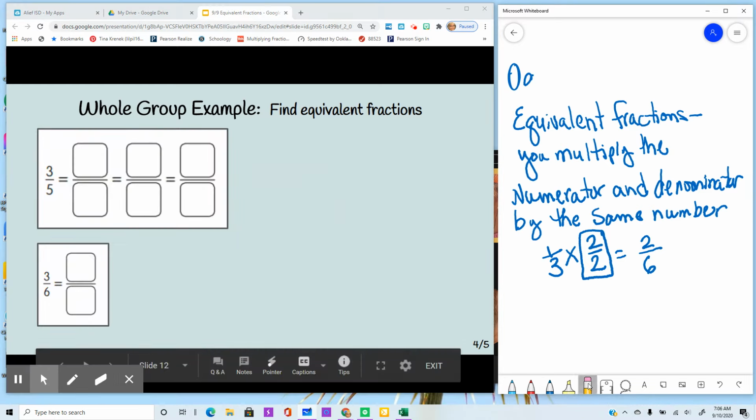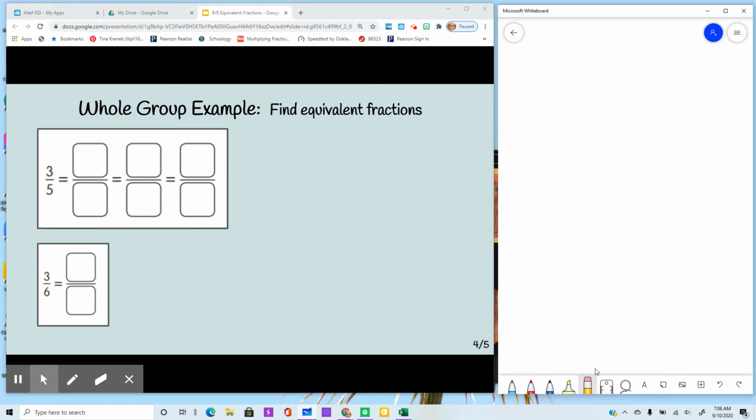Okay, so let's look at these examples here. And I'm going to show you another way that we can make equivalent fractions that might help you understand a little bit better. So there's a way that's called, to some people, a lazy T. And T just stands for table. And the reason they call it a lazy T is because it looks like it's laying on its side.